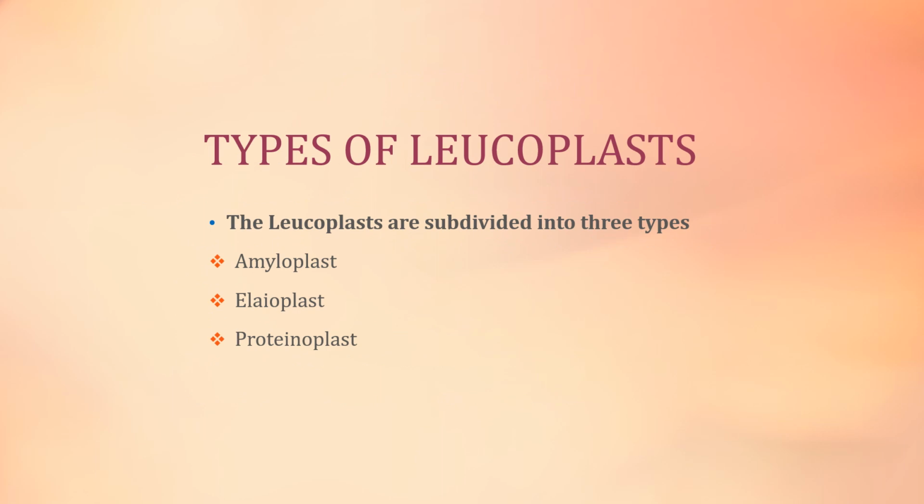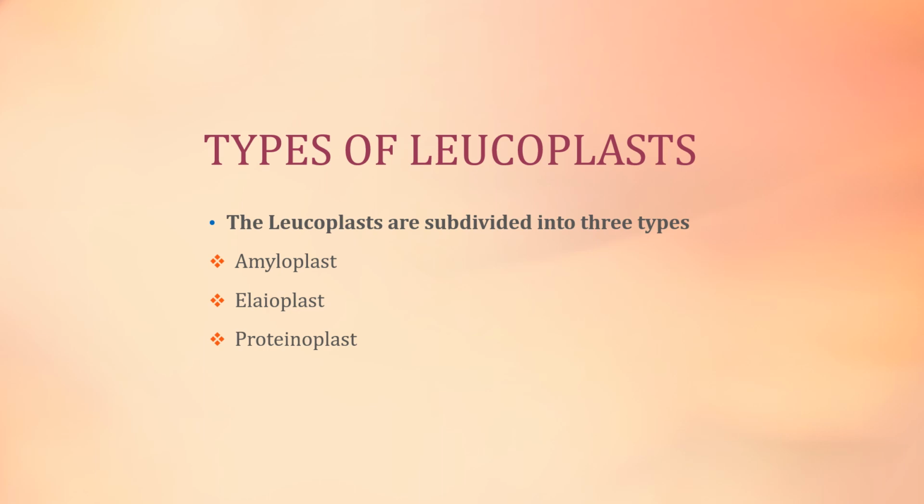Types of leucoplast. Leucoplasts are subdivided into three main types, namely amyloplast, eleoplast, and proteinoplast. Amyloplast. This is a colorless plastid. Amyloplasts are found in roots, cotyledons, and storage tissues and synthesize starch for the plant through the polymerization of glucose. Eleoplast.